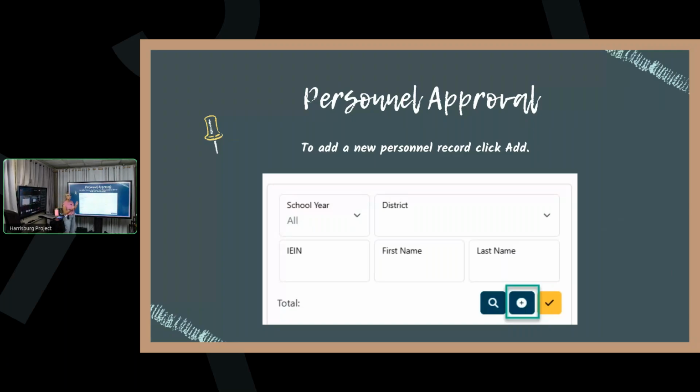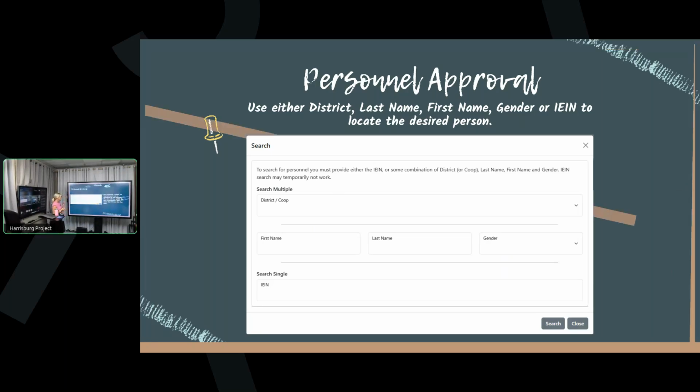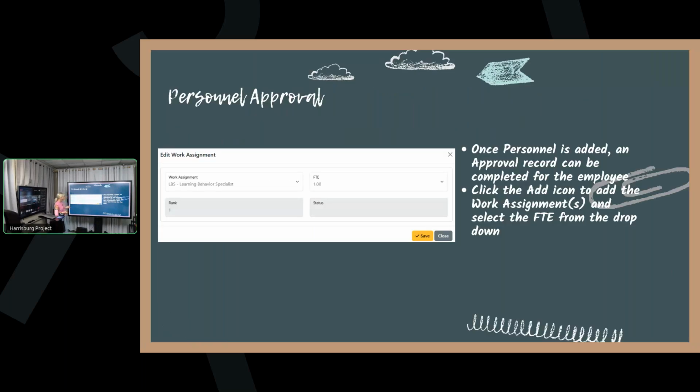All right, so you're going to click the plus sign to add somebody new, and then you're going to search by IEIN. Or, again, you can do first name, last name, but I think it's harder to determine that it's the right person, again, if it's one of those common names. So IEIN, search. When you find that person, you just click to go ahead and add them, and it starts an approval record. And the first thing you're going to determine is, did they work on December 1st, and what is their work assignment? So you're going to add a work assignment.